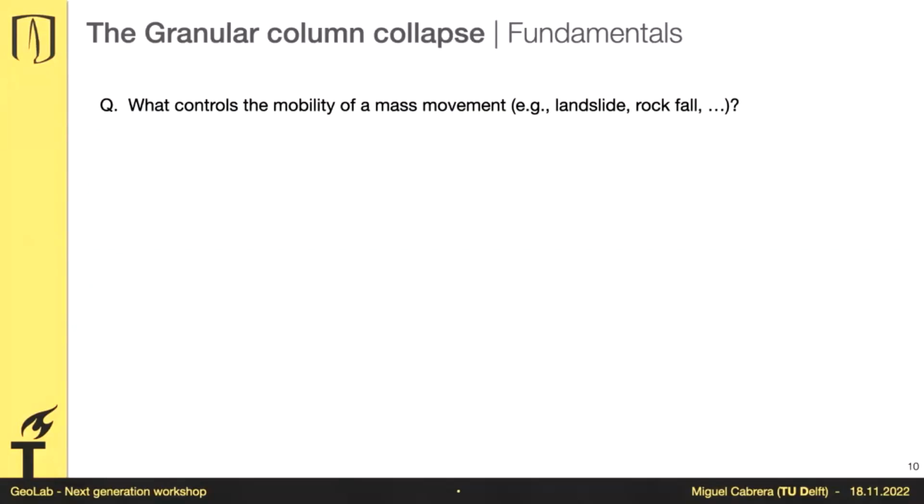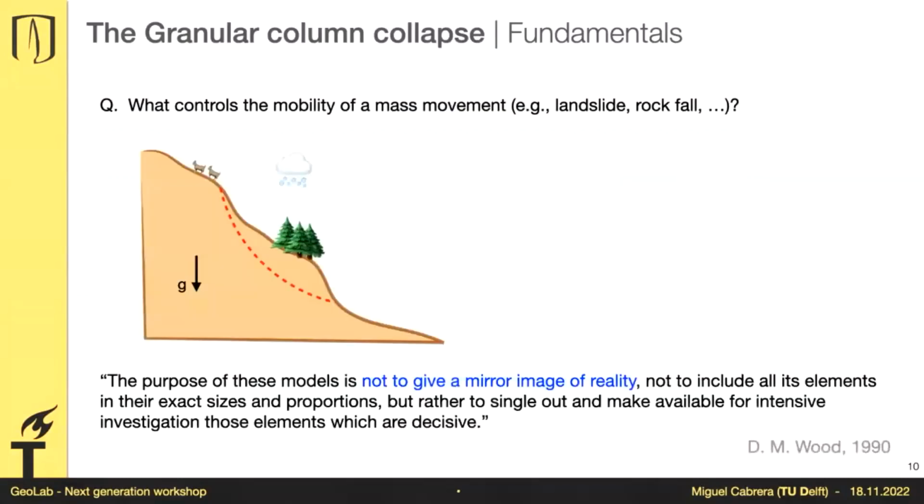So the question was, what controls the mobility of a mass movement, of a landslide? So not what is the sliding plane, what happens afterwards? How far will that landslide go? And then please remember this, all models are wrong, but some are useful. So if you believe in that, then everything is wrong, but some things might be useful. You might accept this simplification.